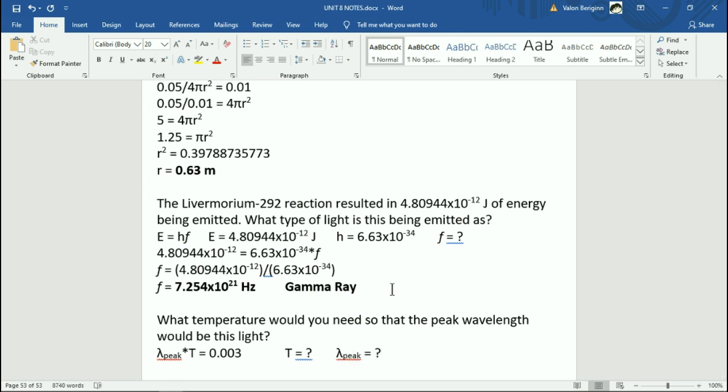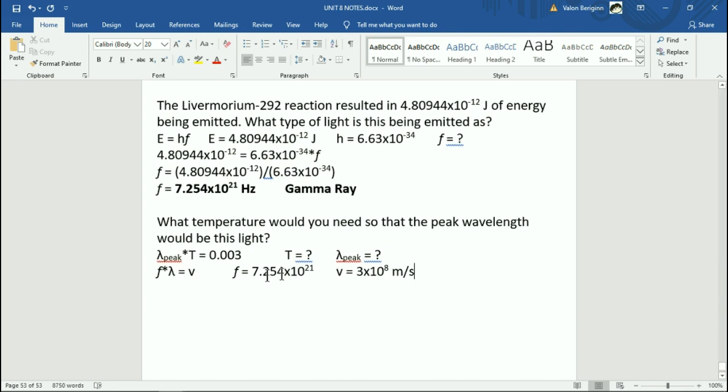but what we do know is that frequency times wavelength equals the speed. And here we know that the frequency is what we just solved for. And we know v, since this is light, is the speed of light. So we can solve for the wavelength and then plug that into this and solve for temperature. So the wavelength times the frequency equals the speed of light. So divide the speed of light by the frequency.